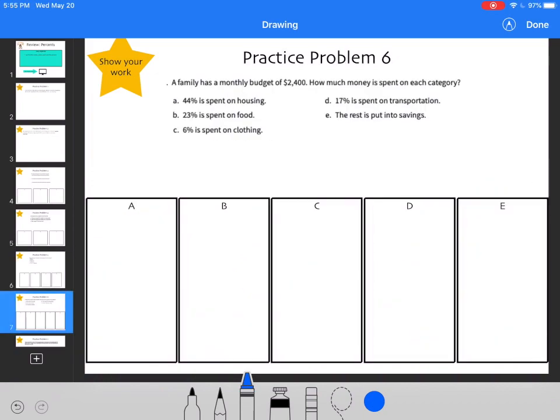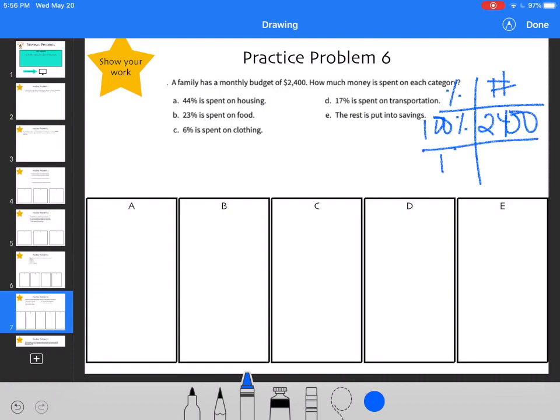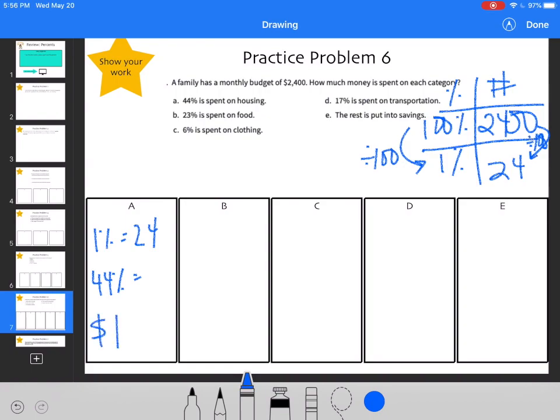So then it says I have a monthly budget of $2,400. How much money is spent in each category? So I'm going to start with the generic one because it looks like I can use it for all of them. So I have percent and I have numbers. I know 100% is going to be $2,400. I want to figure out what 1% is because then I can use that across the board. So I'm going to divide by 100. I'm left with 24. So 1% equals 24. So if I want to figure out what 44% is, I'm going to multiply by 44. So 24 times 44 gets me to $1,056.